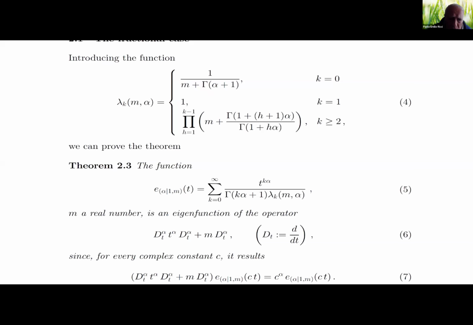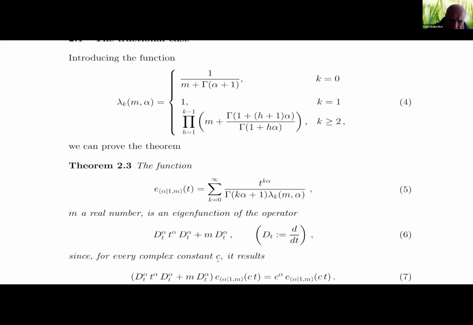Introducing this function, the function lambda, put here in this denominator, we proved that this function here, with which we use the fractional derivative, is in some sense a generalization of the previous operator to the case of the fractional operator, in the fractional case.